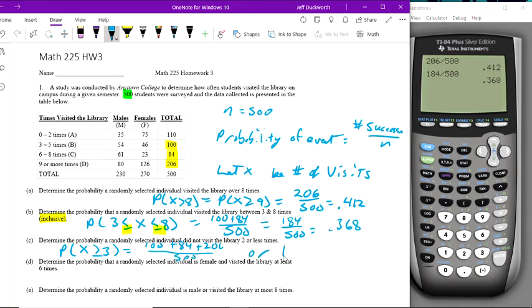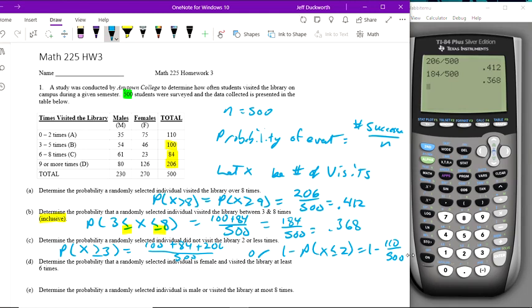Or we can take 1 minus the probability that x is less than or equal to 2, which is 1 minus 110 over 500. And I'm going to skip the calculator for some of these. I've already posted the numbers online, so you'll at least have those.